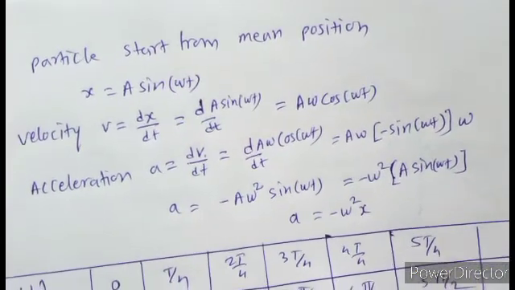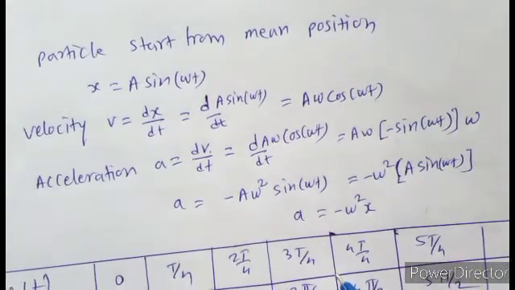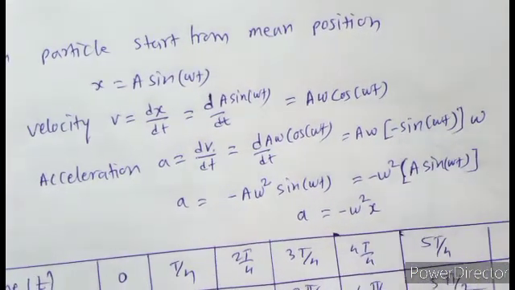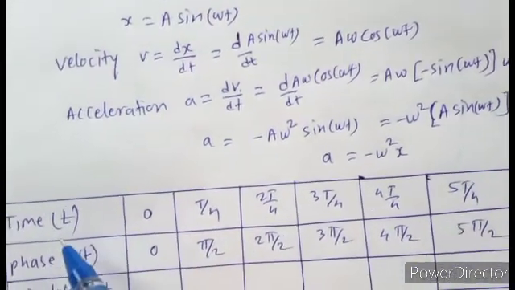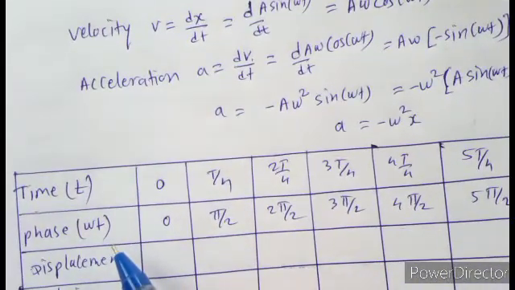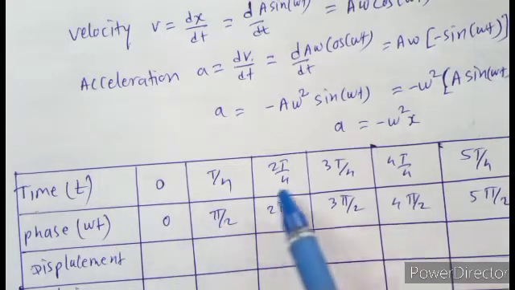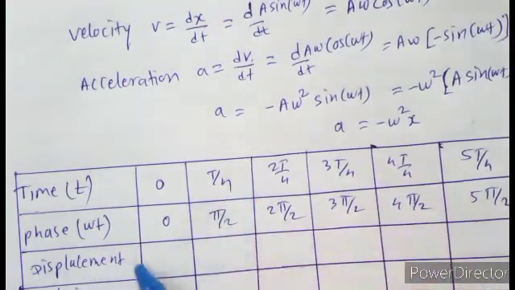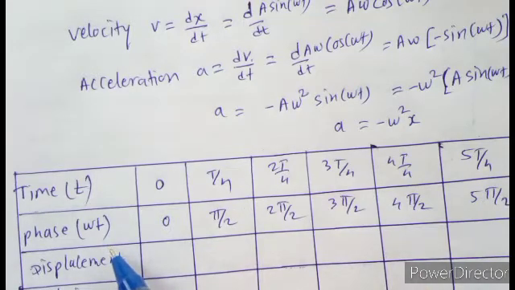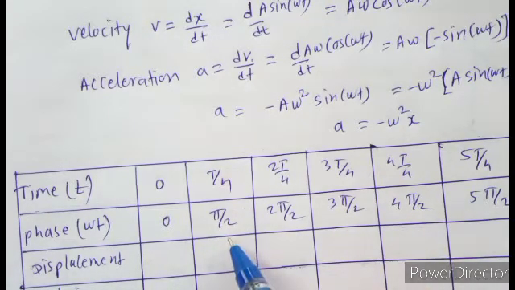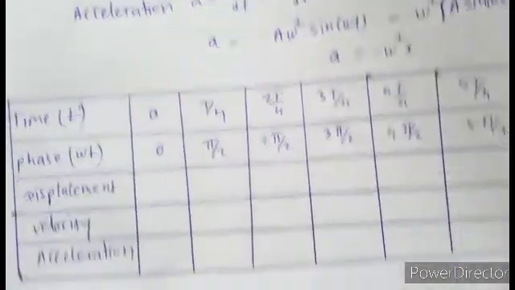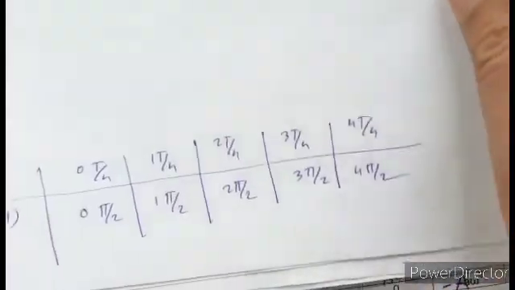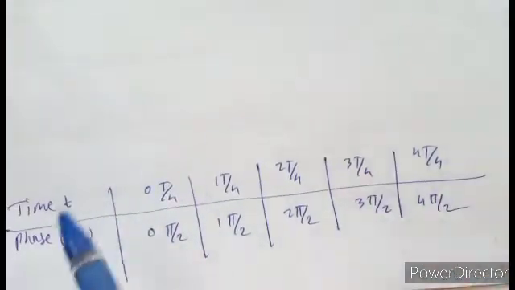We calculate the value of displacement, velocity and acceleration for different values of time or phase omega t. To write these values, for writing the time we consider T by 4, and while writing the phase omega t we consider pi by 2. This writing is very simple.